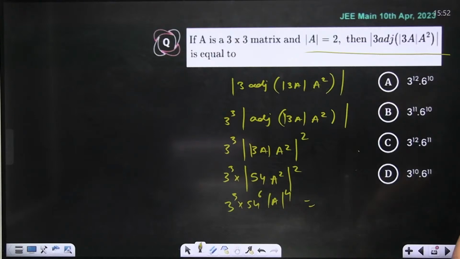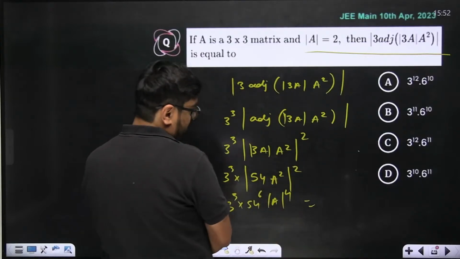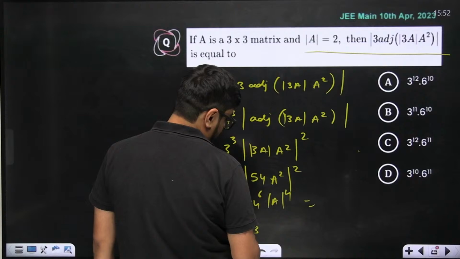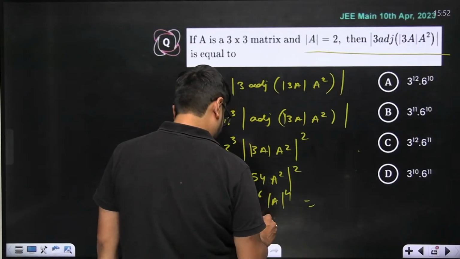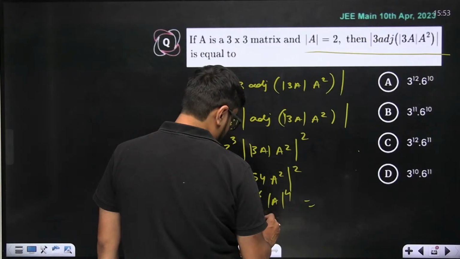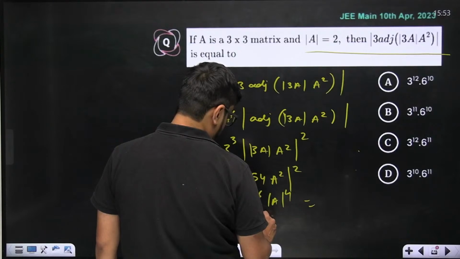3 to the power 54, 3 is right. 9, 6. 27 into 2 is 54. 3 to the power 3 multiplied with 3 to the power 3. 3 to the power 6 into 9. 8 will come.